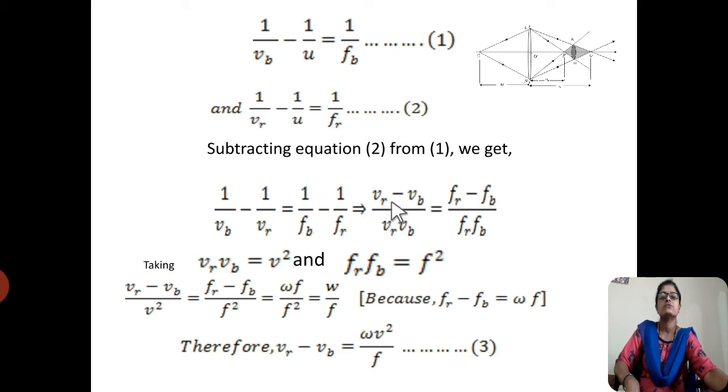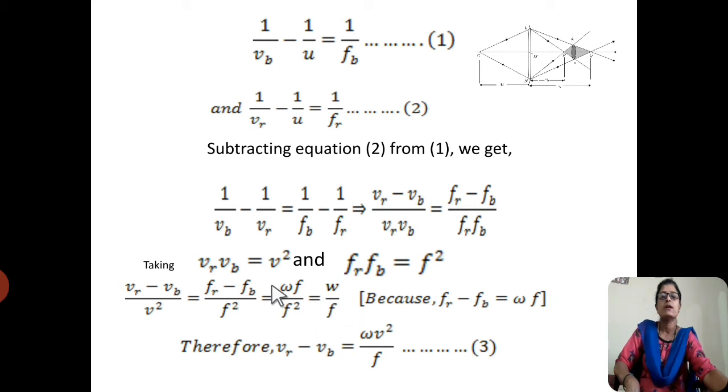After subtracting, we get (VR minus VB) divided by (VR into VB) equals (FR minus FB) divided by (FR into FB). Now we take VR into VB equal to V square, and FR into FB equal to F square. Therefore, (VR minus VB) by V square equals (FR minus FB) by F square.